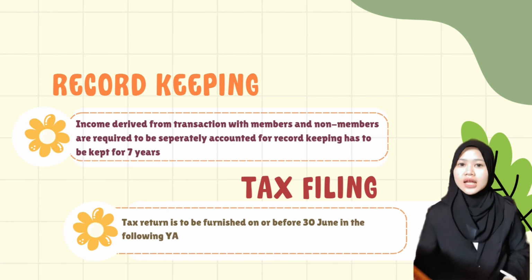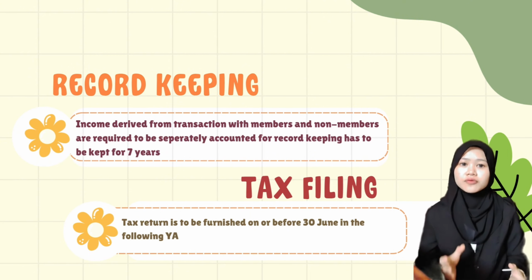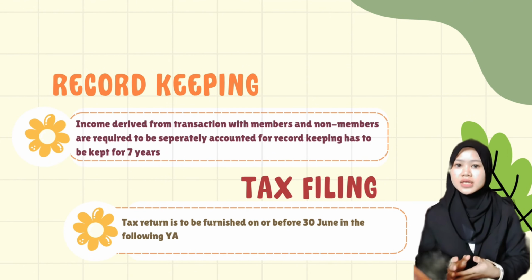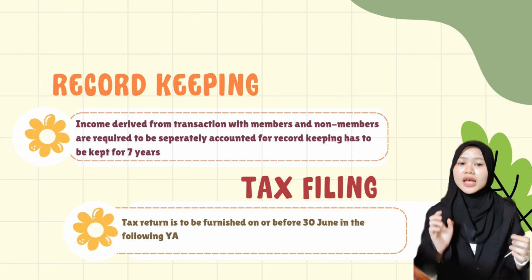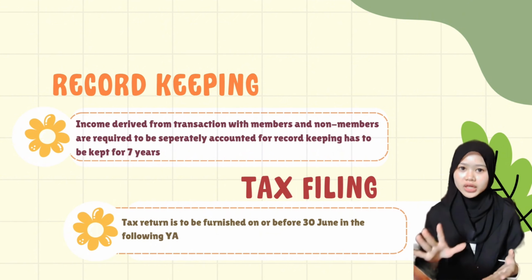Proceeding to the next slide, let's talk about record keeping and tax filing requirements. For record keeping, it's crucial that income from members and non-members is separately recorded. These records must be kept for 7 years, and this ensures transparency and helps if there's an audit or a review of tax-exempt status.